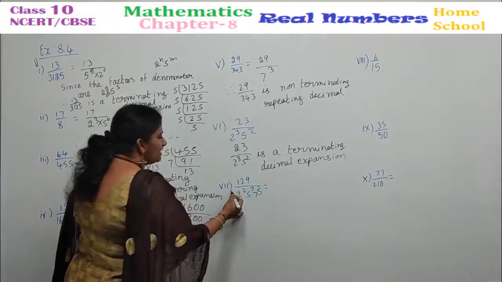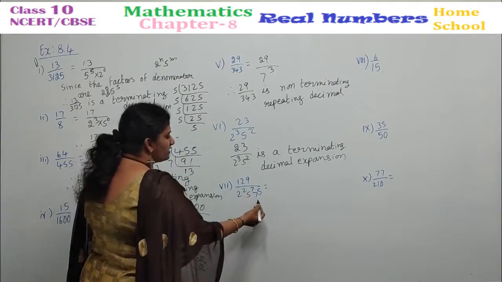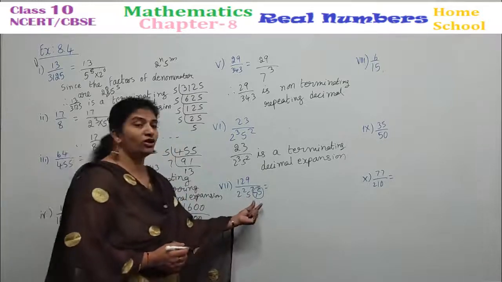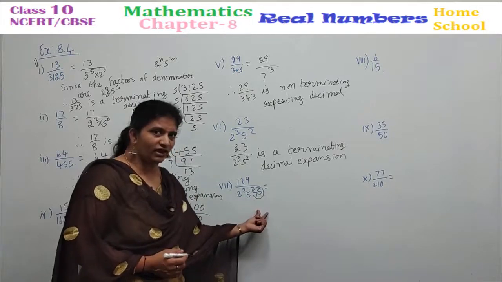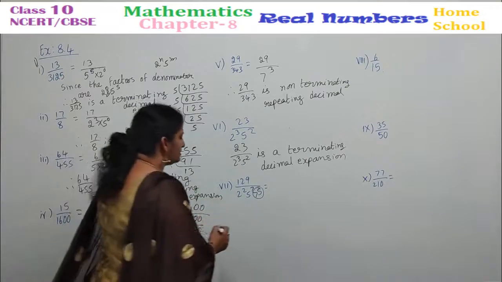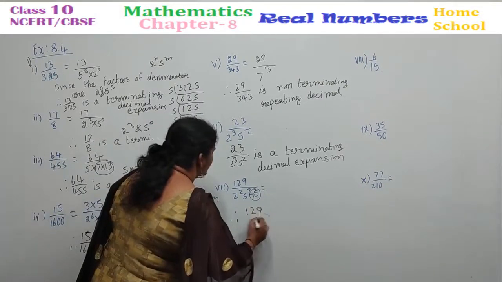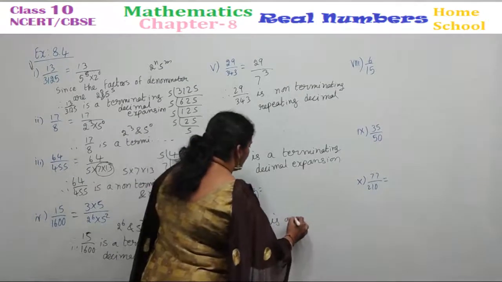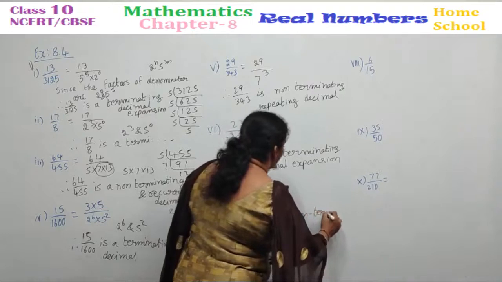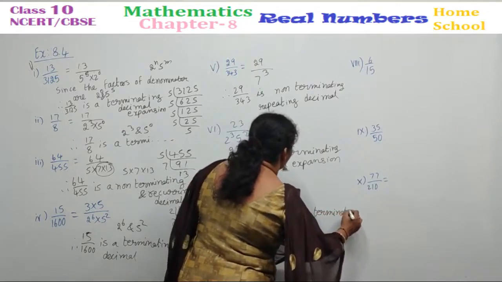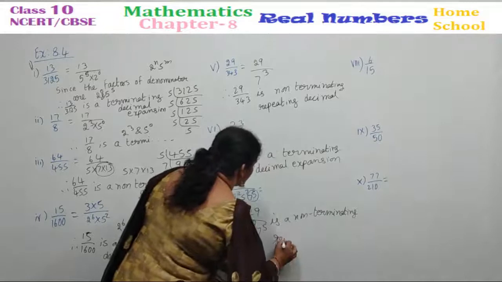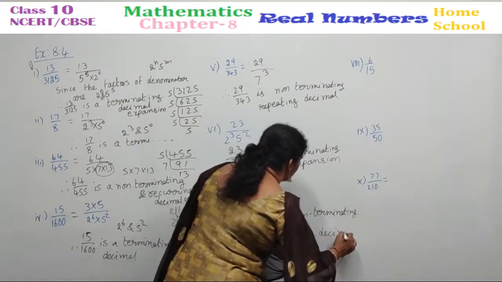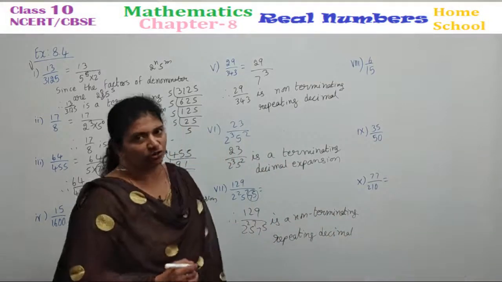Next one, seventh one, 129 by 2 square 5 power 7 7 power 5. Directly I can say no. Why? You have a denominator other than 2 and 5, another value there. That is 7 there. So I can say that therefore 129 by 2 square 5 power 7 7 power 4 is a non-terminating repeating decimal. Repeating decimal expansion you are going to get as the answer.